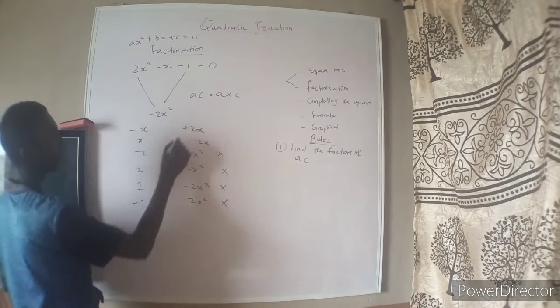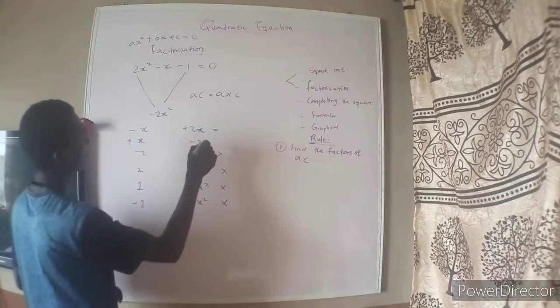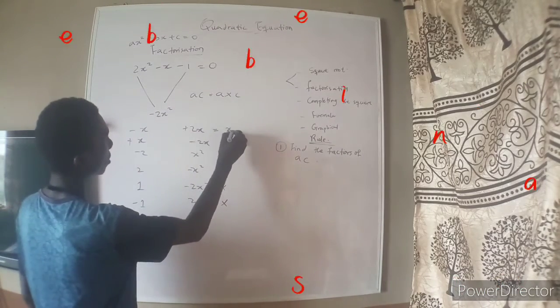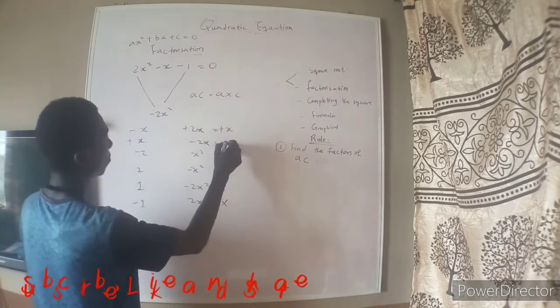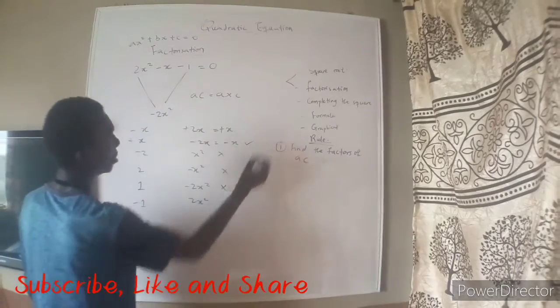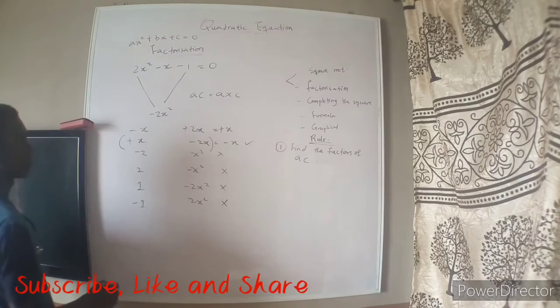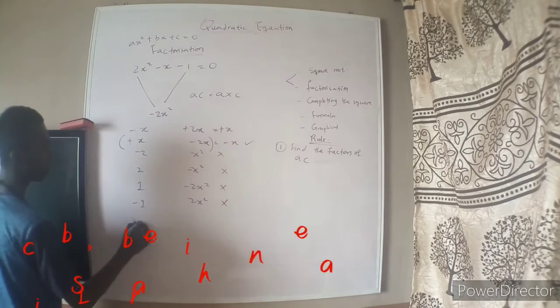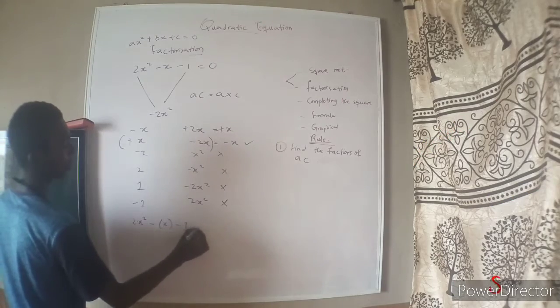So now we check. This is plus a and plus a. Now minus x plus 2 will give us plus x, and plus x minus 2x will give us minus x. So which of them is equal to the b? This one. So this is what we'll be using, and automatically we'll be replacing it with this. So I'll be having 2x squared minus x minus 1 equals 0.